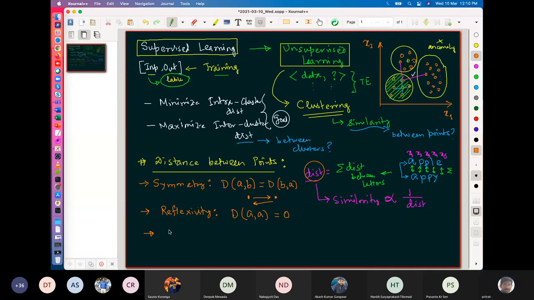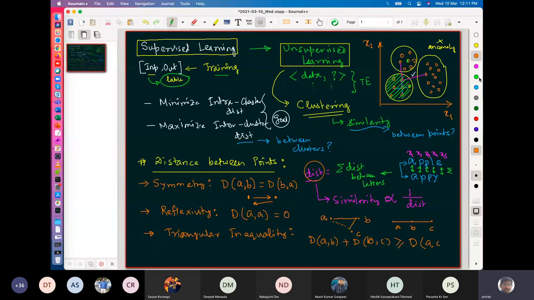And the third one, which we need, is triangular inequality, which says that if I have 3 points A, B, C, the distance between A to B plus B to C will always be more than or equal to the distance between A to C. And you can easily see when it will be equal, if they are collinear, right?